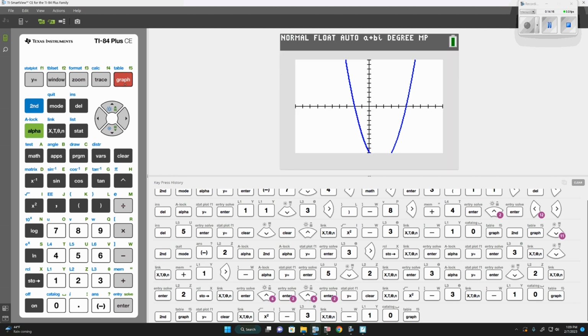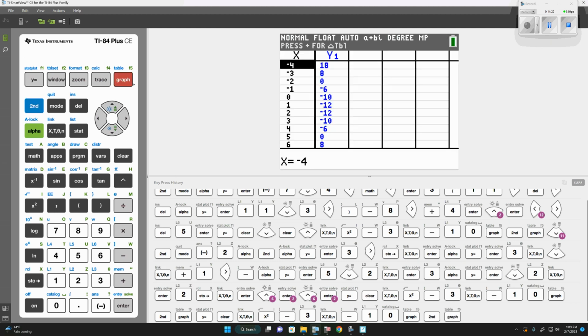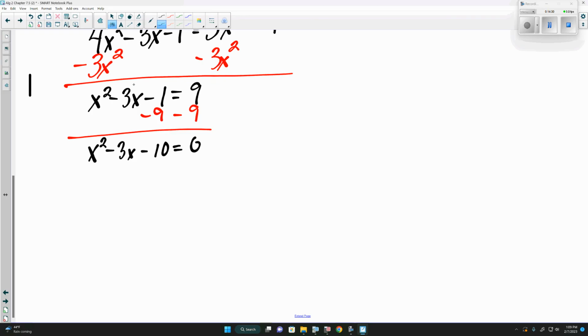And again, we're looking for where it crosses the x-axis. We're looking for what value of x is going to make the y be 0. We're going to go second table. Negative 2 and 5. And that's it. So over here we could say x is equal to negative 2, comma, 5. And those would be our answers.